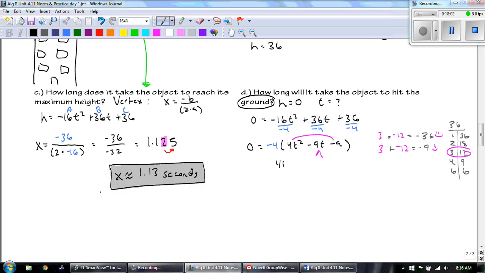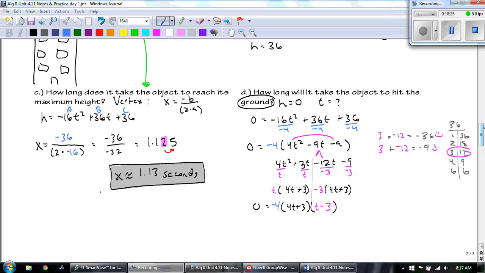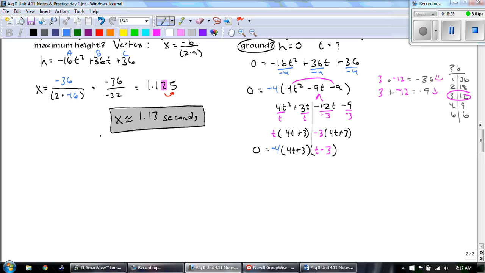Okay, so we're going to split that middle term, 4t squared plus 3t minus 12t minus 9, and then factor. So go ahead and pause the video and factor. So we should have gotten that 0 equals negative 4 times 4t plus 3 times t minus 3. And just remember, we're not done because we are solving. So 4t plus 3 equals 0, and then t minus 3 equals 0. So I would subtract the 3 and divide by 4. And on the right side, I would just add 3 to both sides.